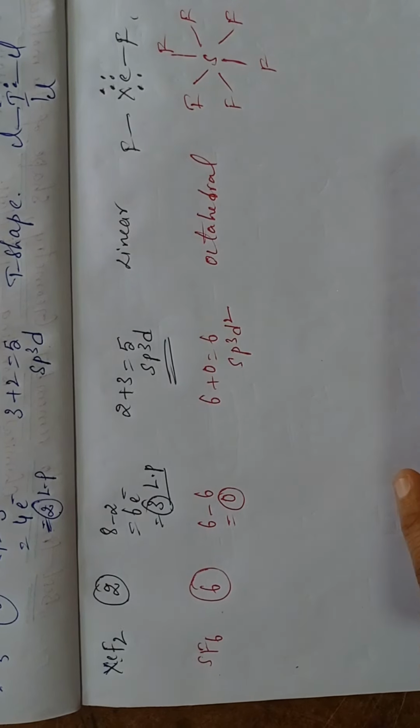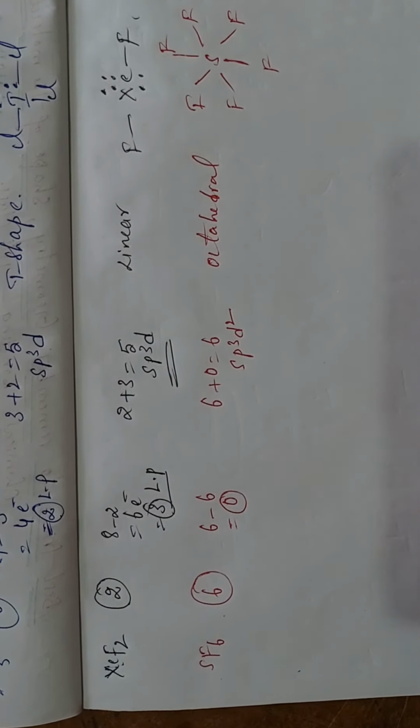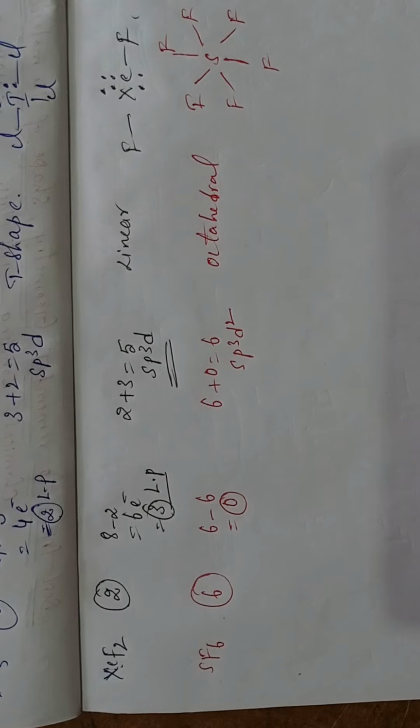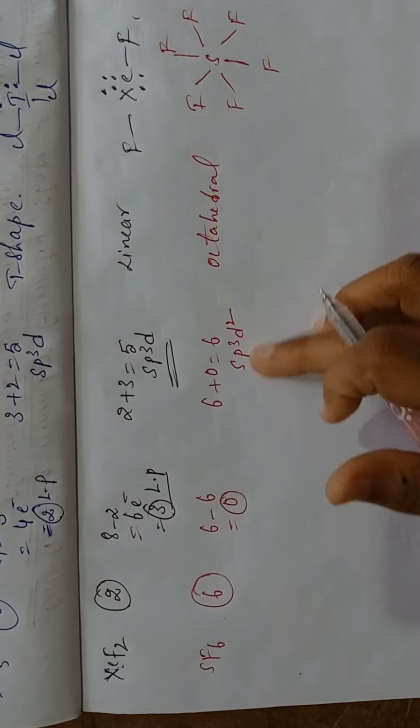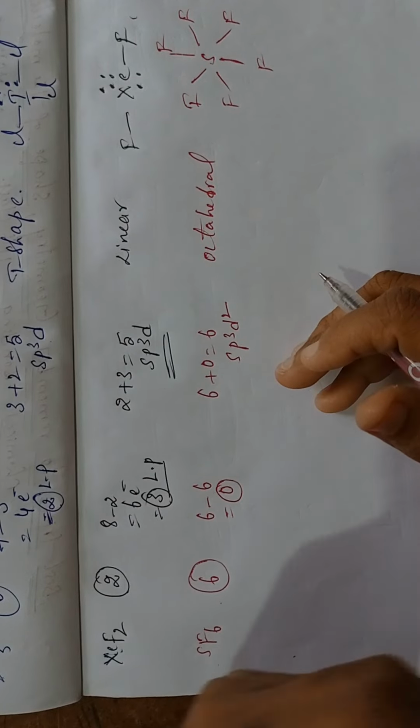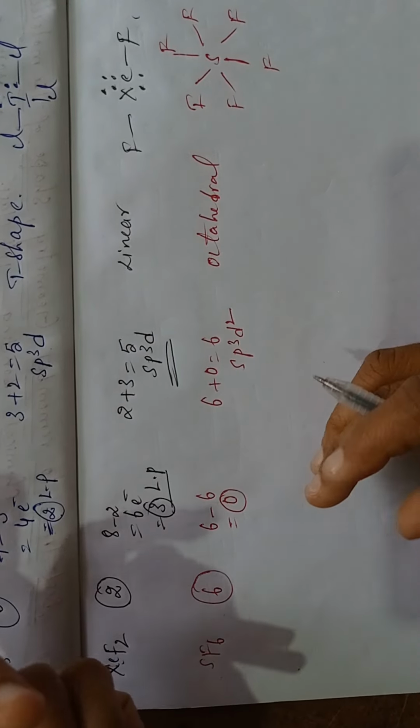This is SF6, octahedral shape. Clear? This is SF6, students, octahedral shape completed. Okay. Now I am taking the sp3d2 hybridization. One lone pair is present. If suppose one lone pair, according to VSEPR theory, what is the shape?